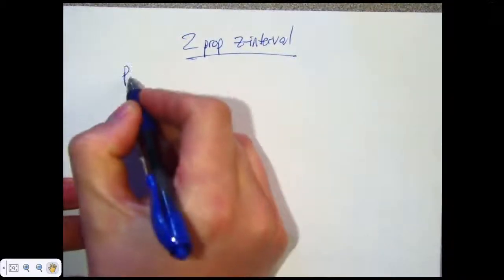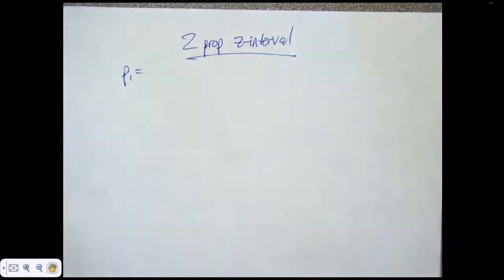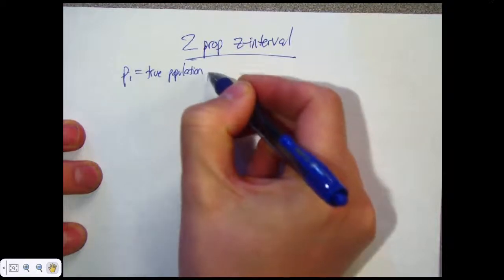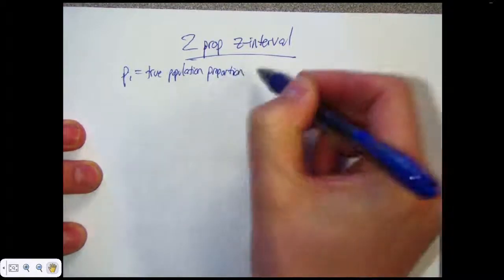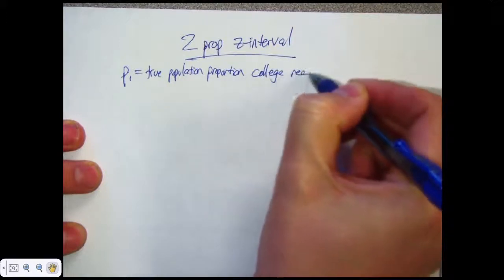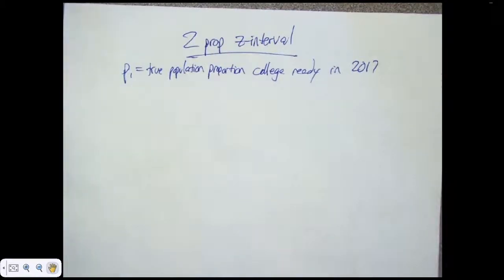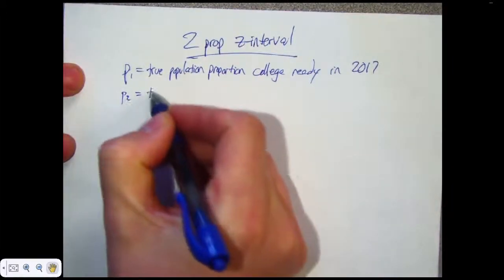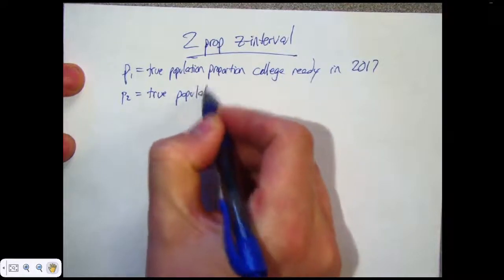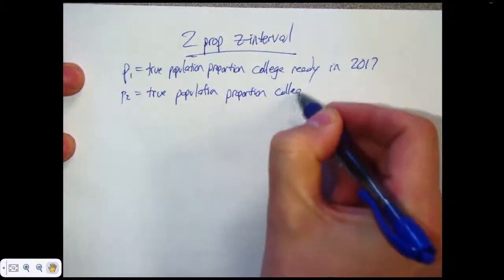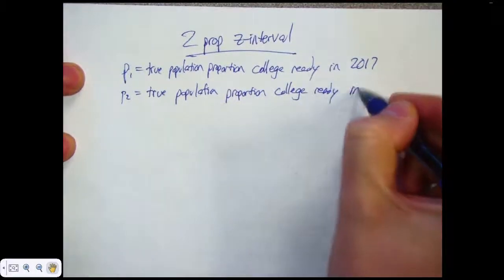Okay, so I'm going to say P1. Hat or no hat? No hat. This is the population. I'm trying to make a claim about it. P1 equals the true population proportion college ready in 2017. But if you wanted to make your P1 2018, there's absolutely nothing wrong with that. P2 is the true population proportion college ready in 2018.